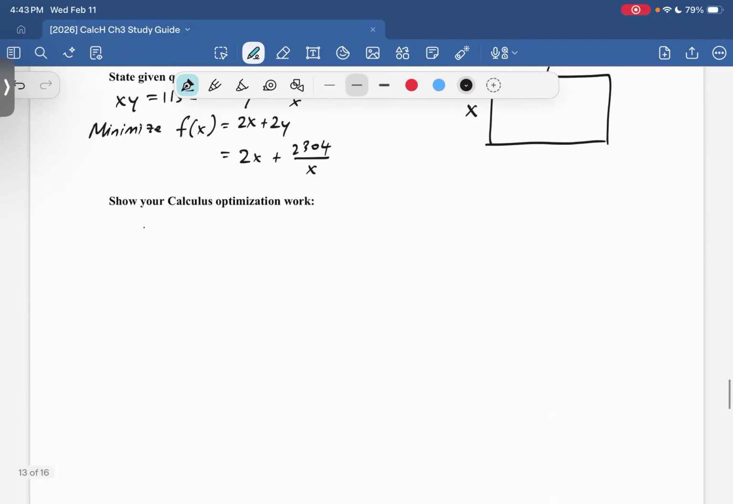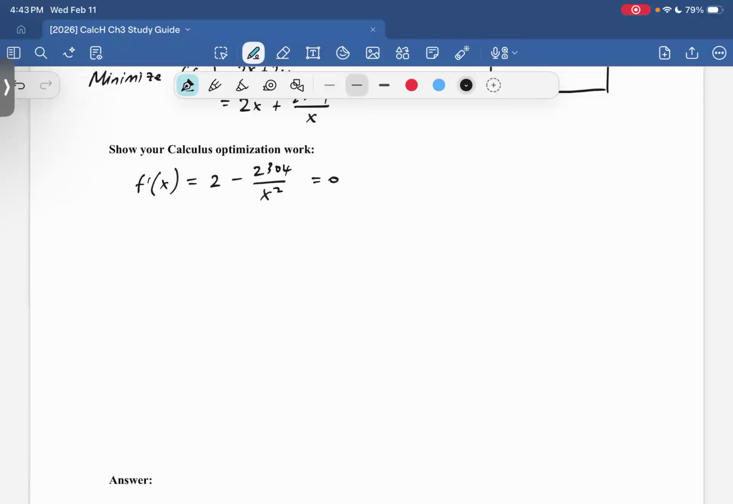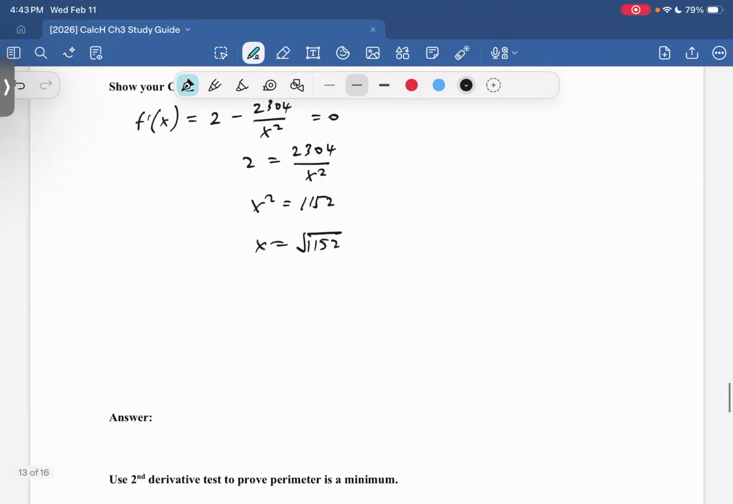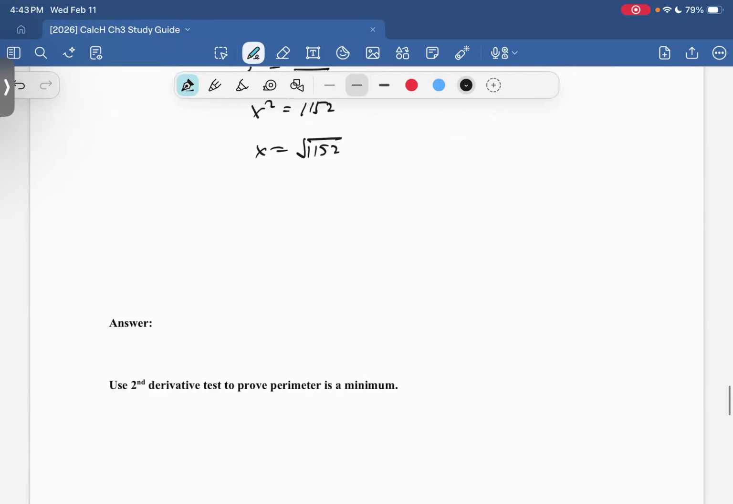Okay, so to minimize that, we need to find the derivative, which is going to be 2 minus 2,304 over x squared. Where does this equal 0? Where x equals root 1,152. Okay, we don't need the negative values. And so that means what are we looking for? Length and width. That means the length is going to be square root of 1,152, and the width is also going to be that.